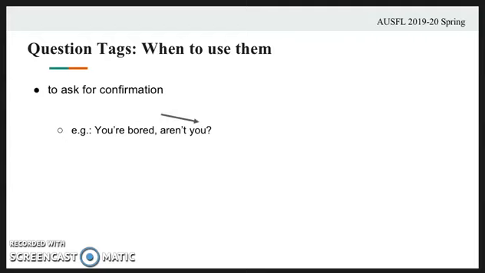Question tags are very common in daily conversations. They are used to ask someone to agree with us. Please notice that in this case, tags have a falling intonation. You're bored, aren't you?